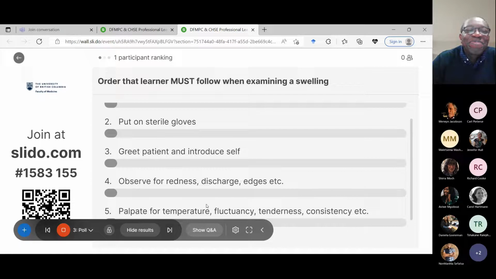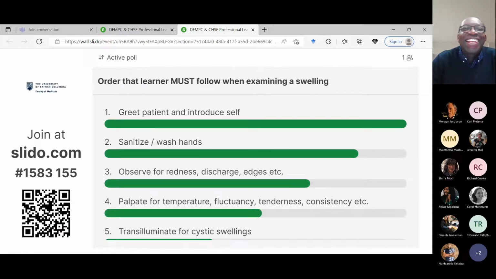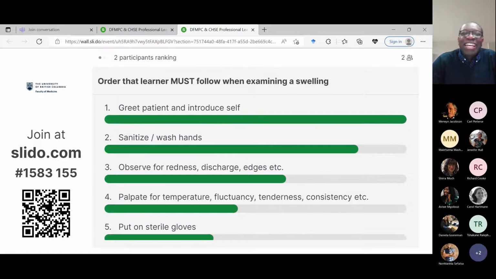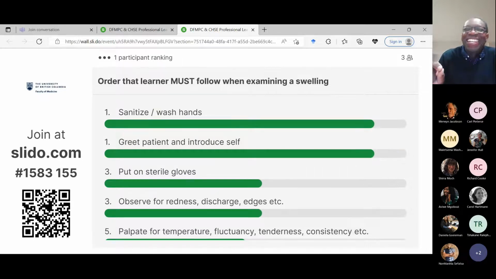Let's vote. Excellent. I think we are actually absolutely right. So you can see most of us chose number 1 as correct: greet the patient and introduce yourself. Then sanitize and wash your hands. Most of us say yes, that's what you will do next.